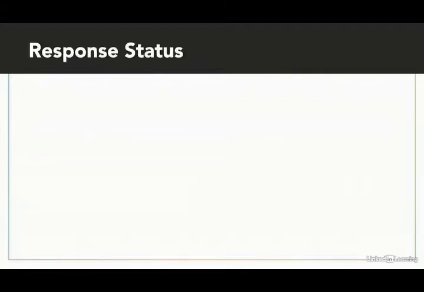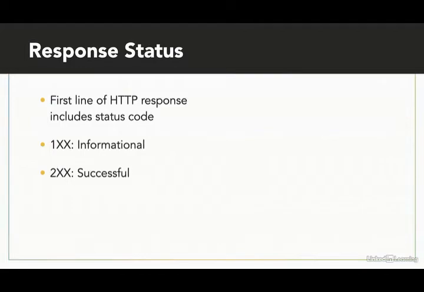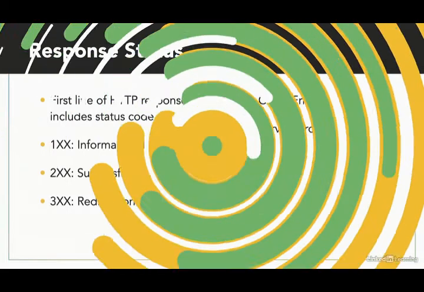The first line of an HTTP response is known as the status line and includes a numbered status code and a text-based reason phrase. This could be something like status 404, reason not found. They come in 5 flavors: informational, successful, redirection, client error, and server error.